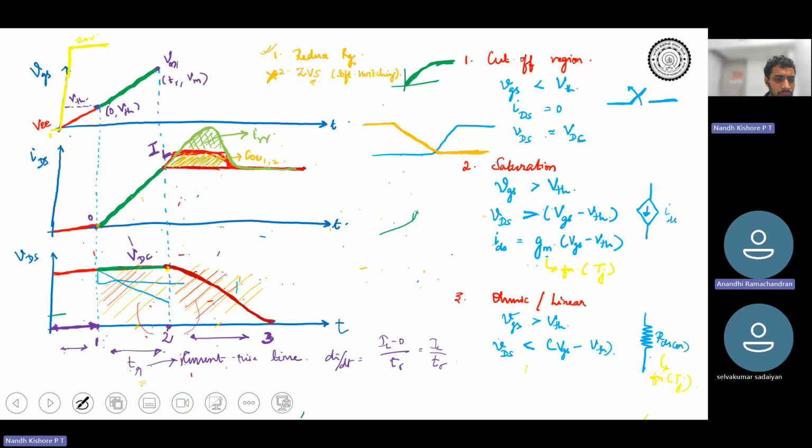It is in saturation region. Correct. Why? Because it's blocking VDC, right? It's still blocking VDC. Okay.